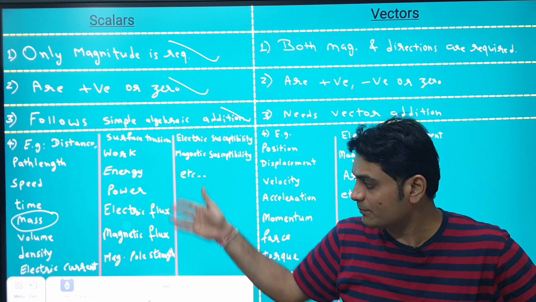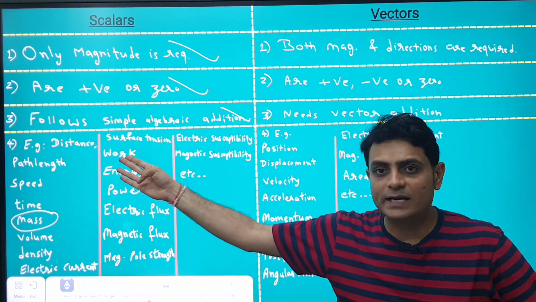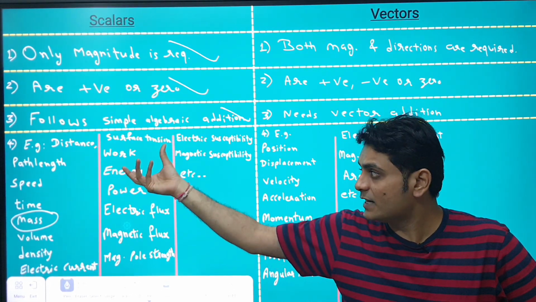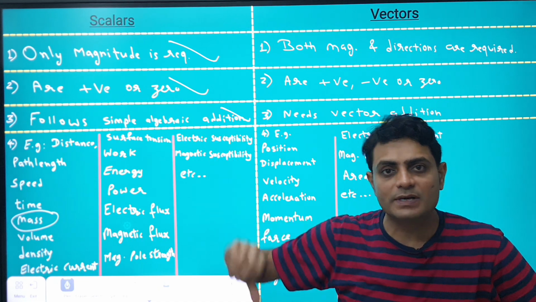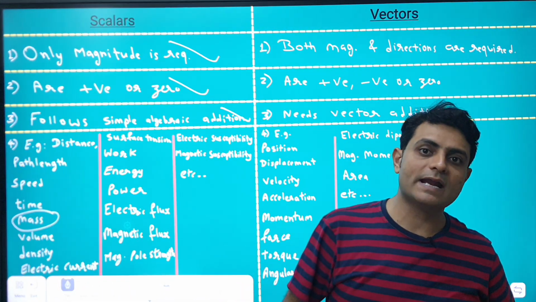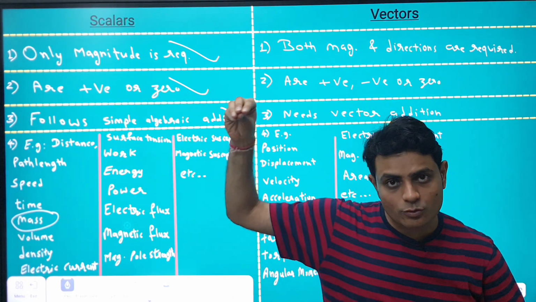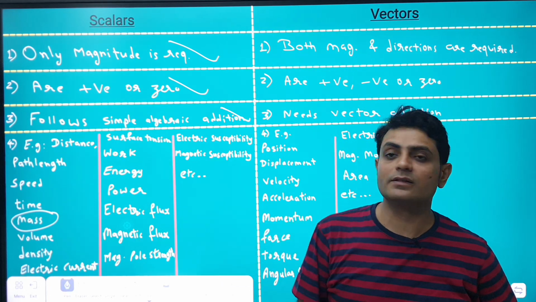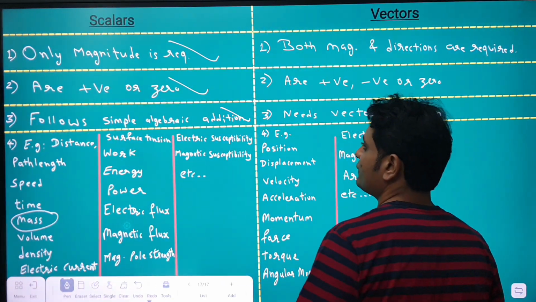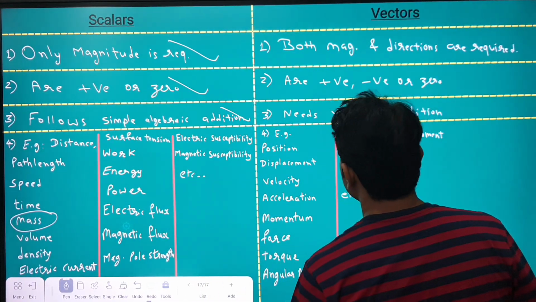I have given some examples. In these examples, you can see work is negative or positive, but actually the negative work is not due to its direction. It is a convention to take work done by the system to be negative and work done on the system to be positive. Due to those conventions, work is negative or positive, but overall work is said to be a scalar physical quantity. It follows simple algebraic addition.